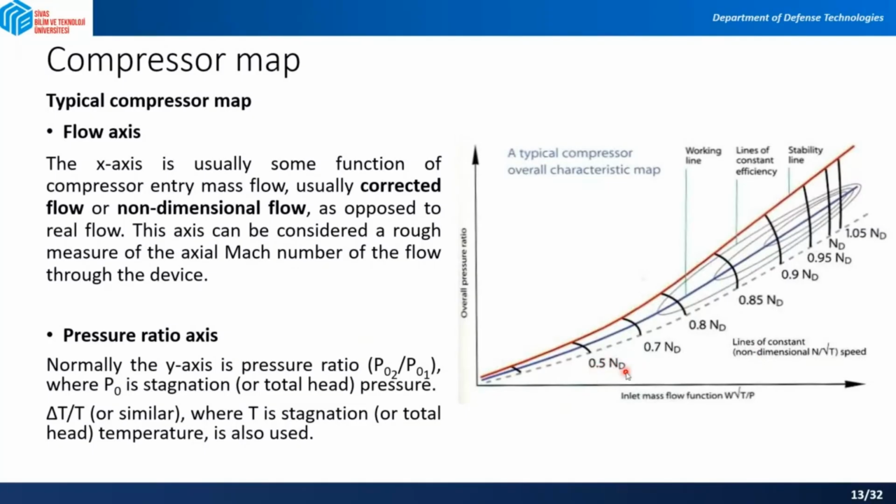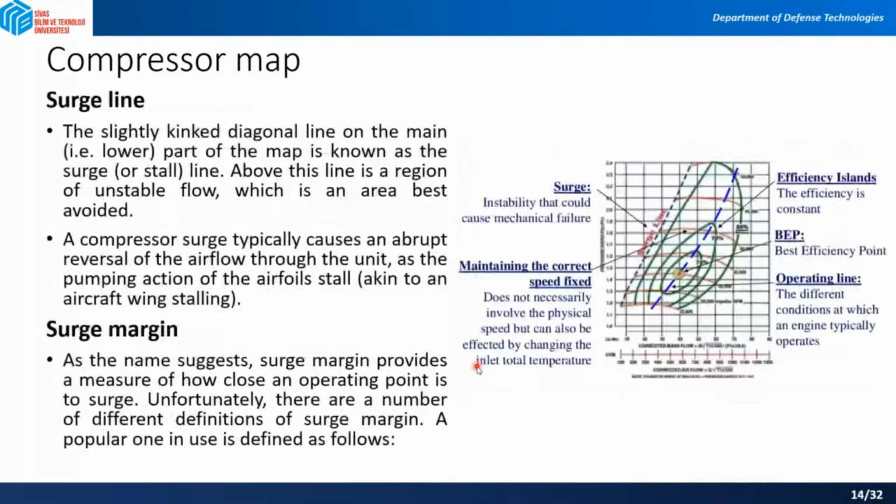And you can see that the N_d represents the design RPM. So when we say 0.5 N_d, it means that we are at half of the design RPM. For example, if the compressor is working at 30,000 RPM, this curve represents 15,000 RPM for that compressor. Okay, and as you can see, we have values a little bit higher than the design RPM as well. So 1.05 design RPM is also there.